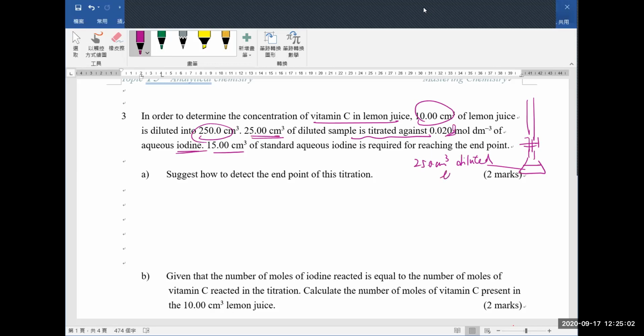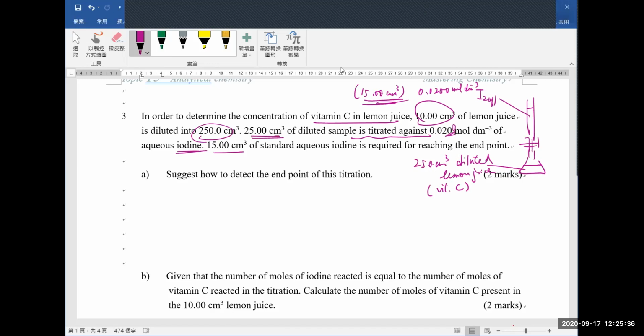The diluted lemon juice contains vitamin C. On top of it, what is this? This is aqueous iodine. You may find 0.0200 mole per dm cube of iodine. Finally, we will use 15.00 cm cube of this iodine to have a complete reaction.